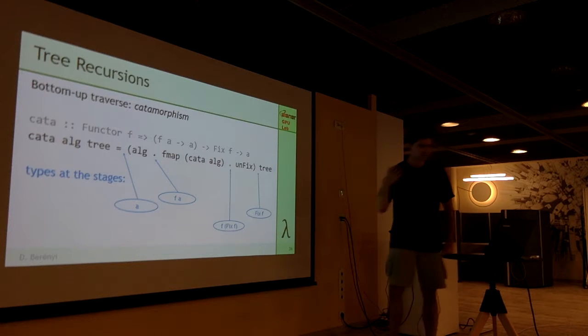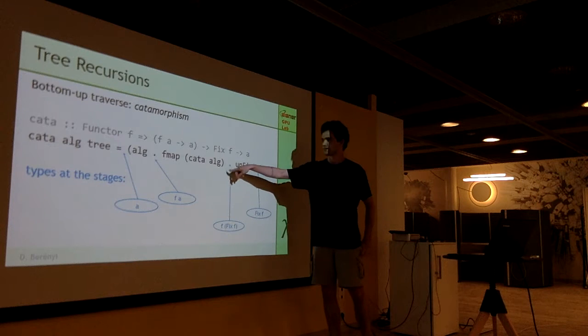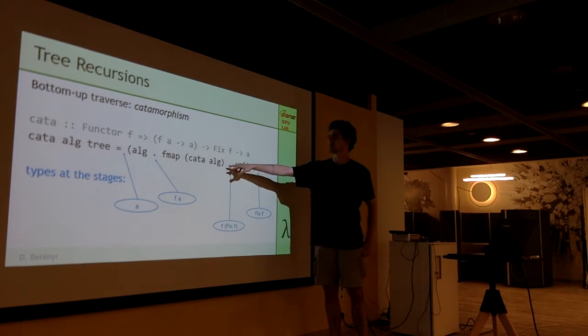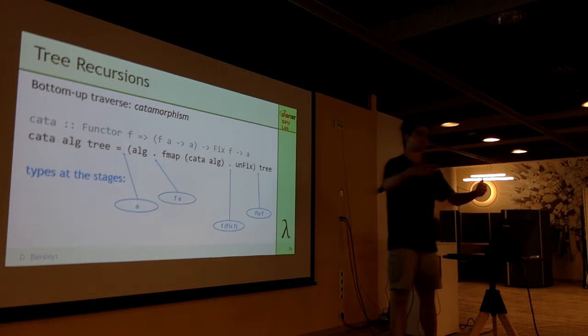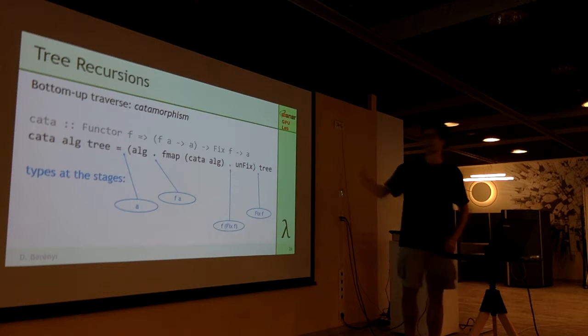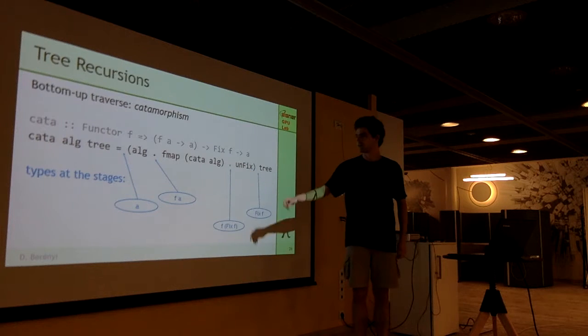Now, why is it a bottom-up traversal? Because first we always step into the tree until we reach the constant part where this fmap does nothing because there is no inner type to apply to, and then it gets back and applies the algebra repeatedly upwards.